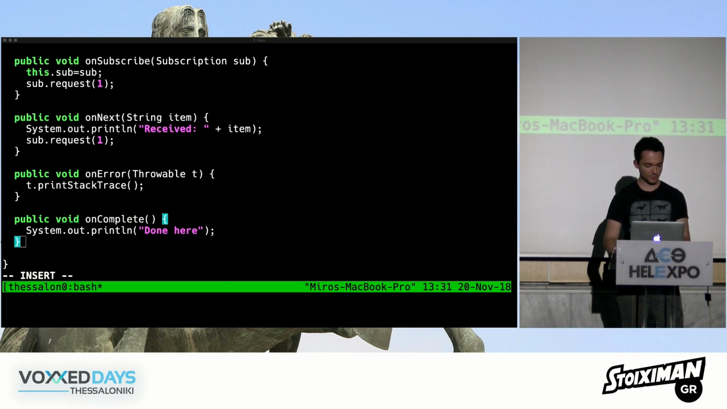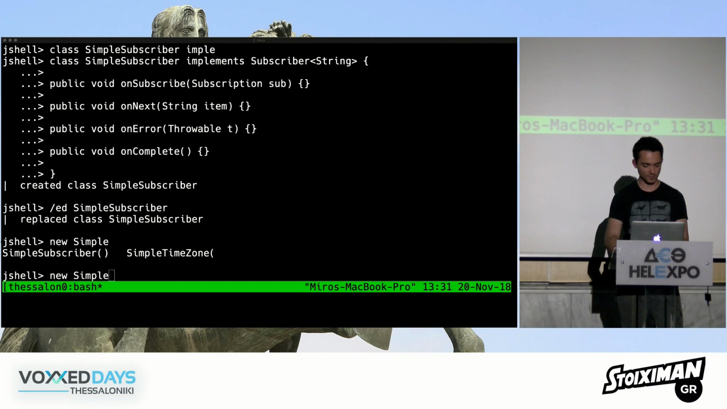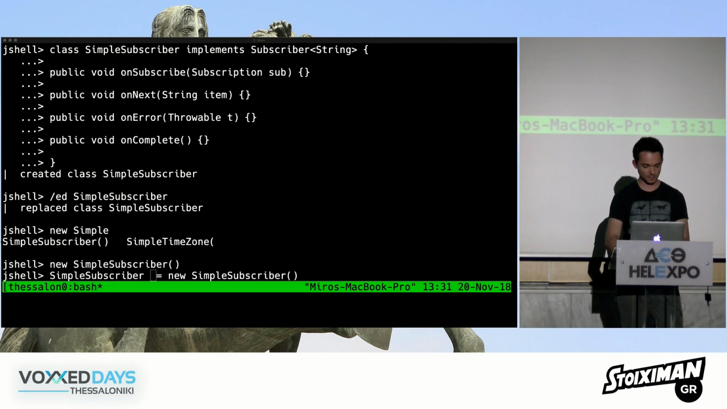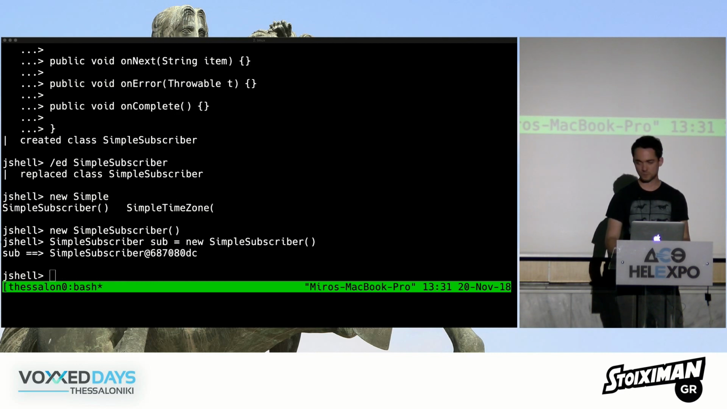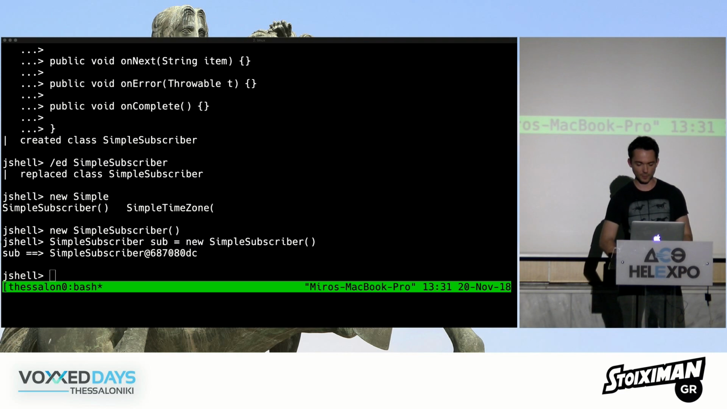So let's try to compile this, see if this works. And this is looking good, first try. So that's promising. So let's try to actually instantiate this subscriber. Let's call this sub. Looking good. OK. So we have a subscriber. Let's implement a simple publisher. And like I said, this is going to be easier because the JDK already provides an implementation for this.